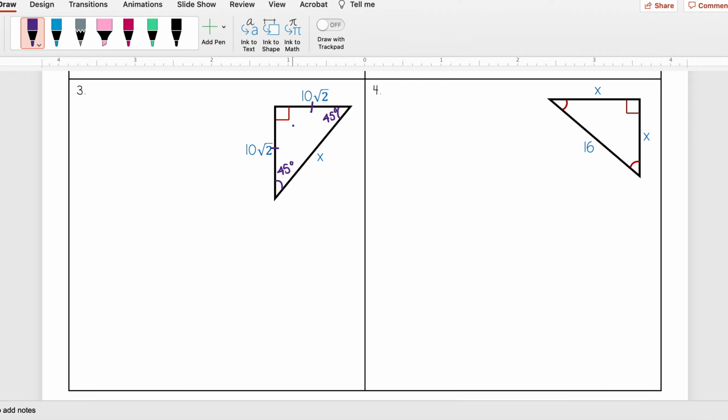So I can go ahead and label my side, and I know that opposite my right angle is my hypotenuse. That means that my hypotenuse is x. And so I have the equation that my hypotenuse is equal to the leg times the square root of 2. Plugging in what I know, the hypotenuse is x, so I have x is equal to the leg, which is 10 square root of 2, times the square root of 2. Well, square root of 2 times square root of 2 is 2, so I have x is equal to 10 times 2. So that means that x is equal to 20.